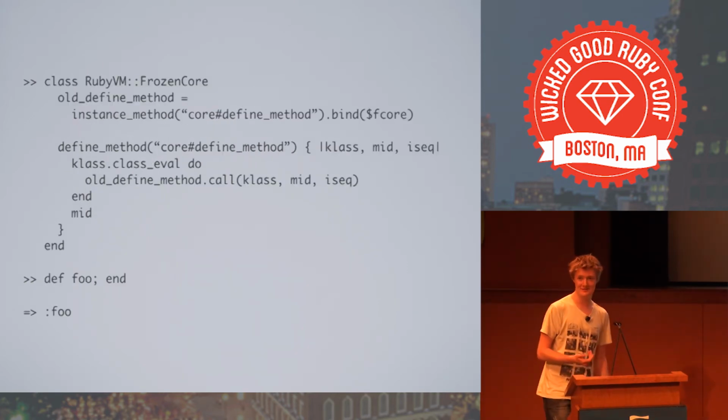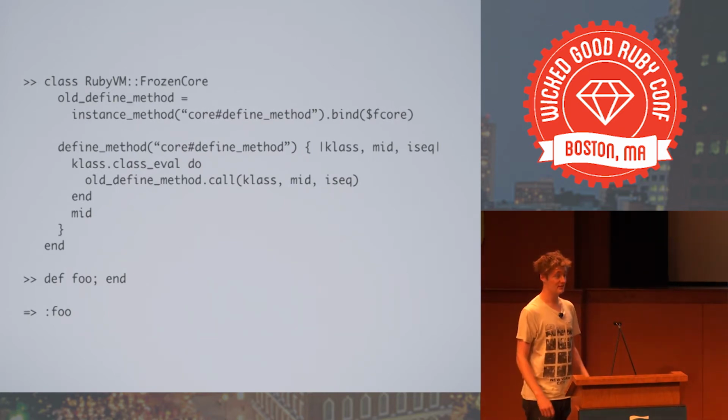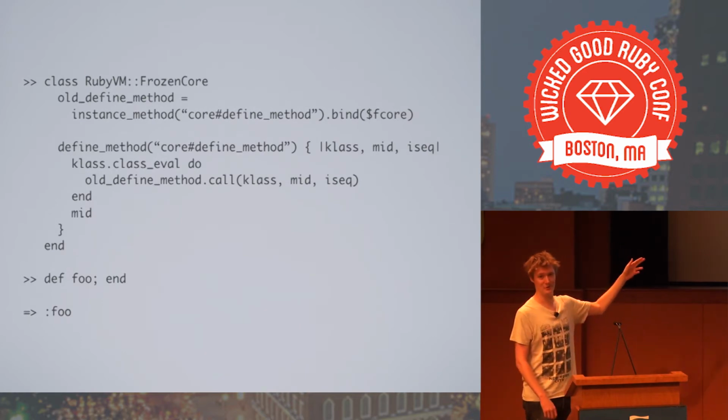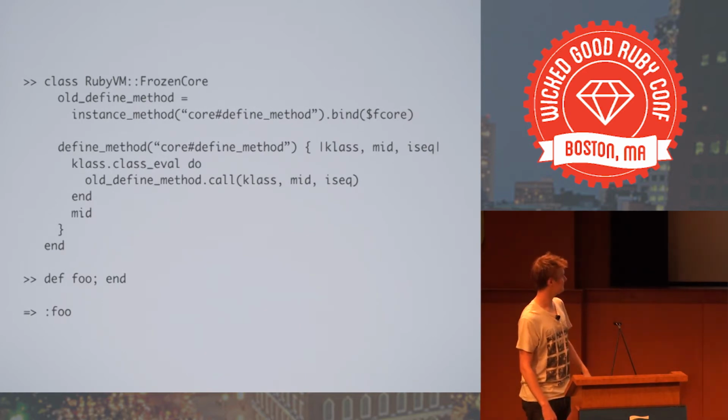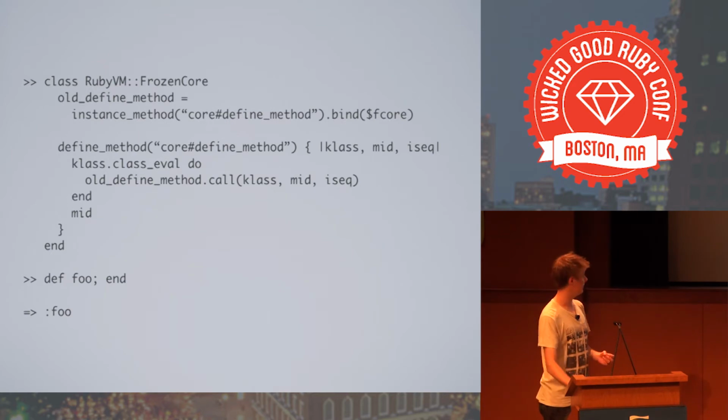And you can actually override method definitions. So one of my favorite features about Ruby 2.1 that you may or may not have seen is that method definitions, instead of returning nil, as they did in Ruby 2.0 and below, they actually return the method name that you just defined. So by overriding core#define_method, we can actually backport this feature to Ruby 2.0 and below. So all this is doing is it's taking the old copy of define_method, it's binding it to the FrozenCore, then it's redefining that. And all I've done is I'm just returning the method name at the end. And as you can see, that actually works.